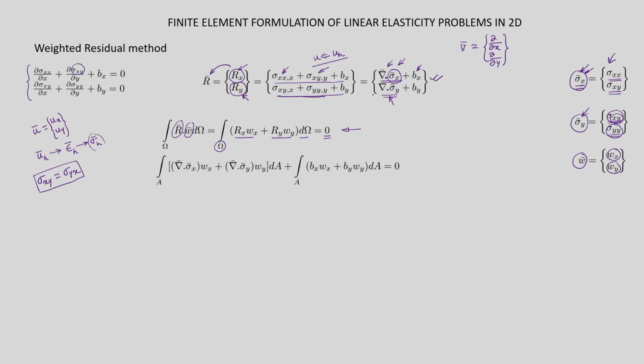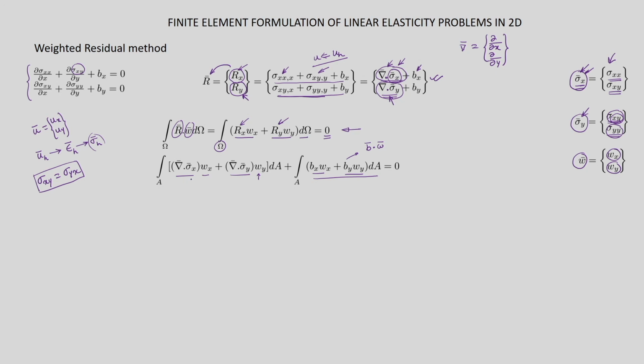Now we replace this residue rx and ry. So what we get? Del dot sigma x bar into wx, that we obtained from the first term in the first equilibrium equation, and the first term in the second equilibrium equation we got del dot sigma y bar into wy, dA, and the other terms will be bx into wx and by into wy. So this part is like b dot w.